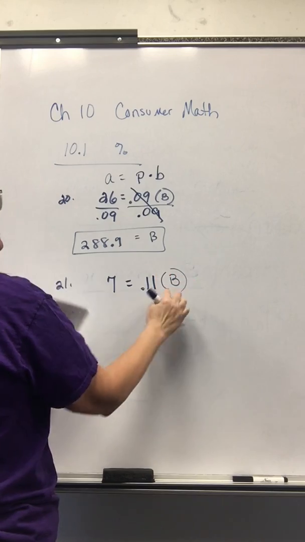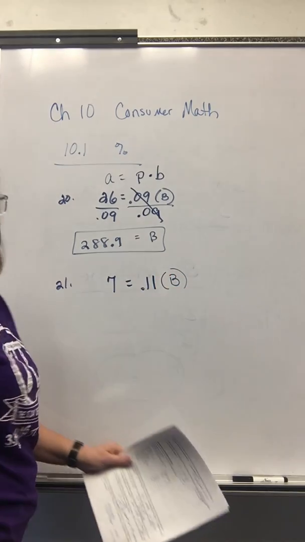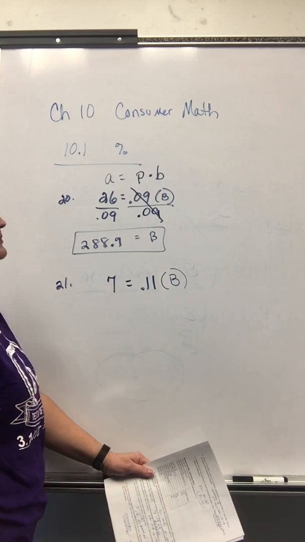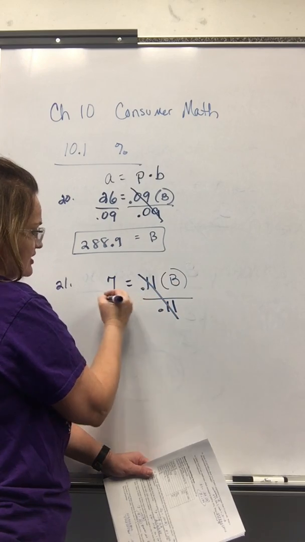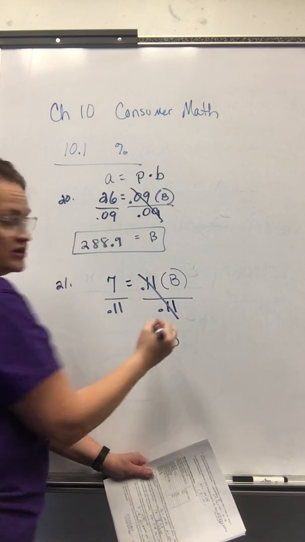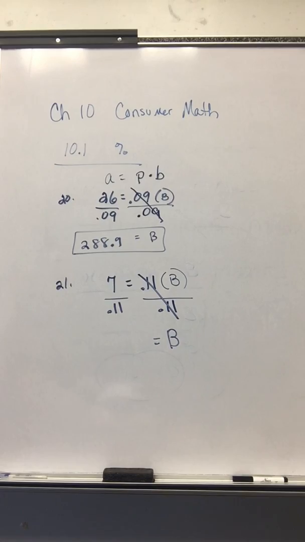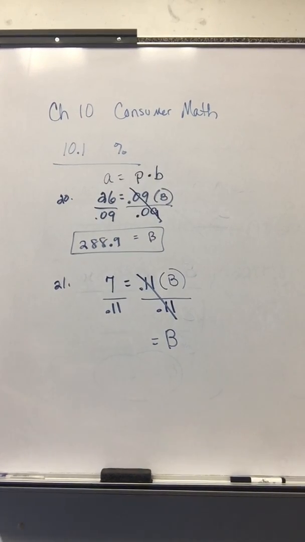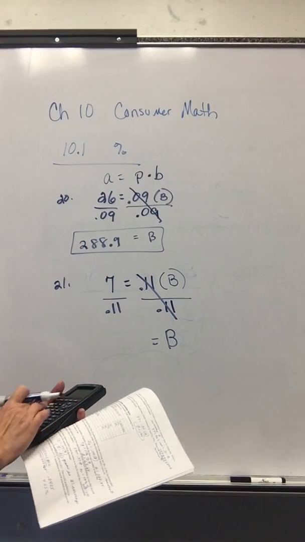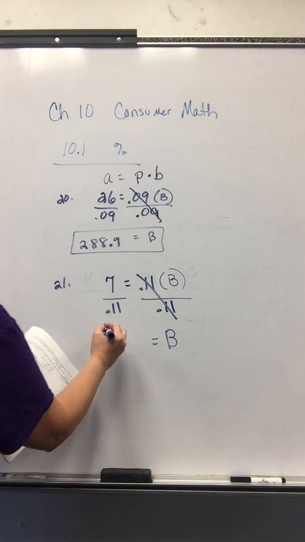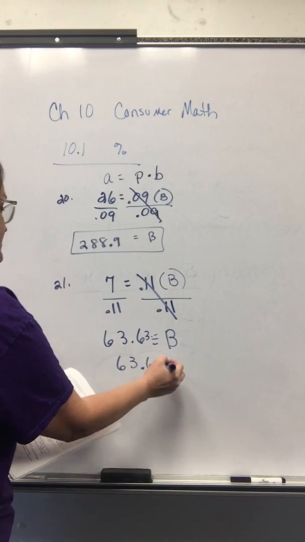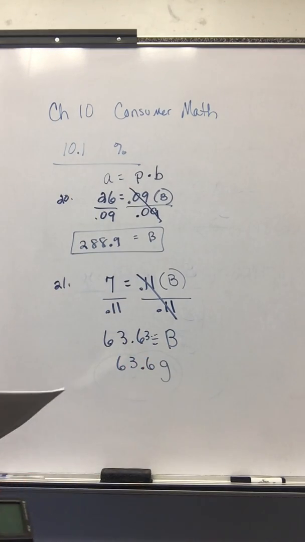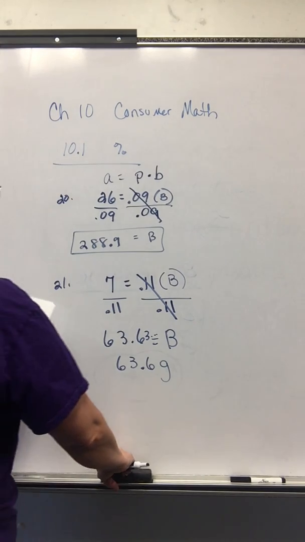What we don't know is the total recommended daily value. We don't know the whole of it, the base. So we're missing B, and we divide by 0.11 to solve this. Using our calculator, we take 7 divided by 0.11, and that comes out to be 63.63 repeating. Let's call that 63.6 grams of fat would be the total recommended for the day.